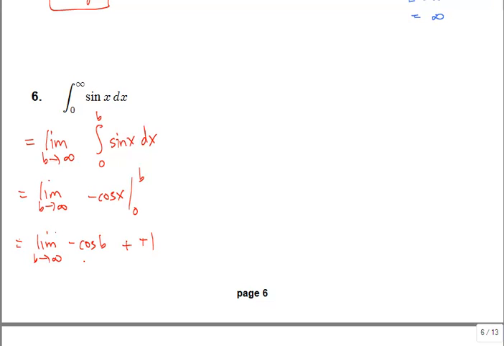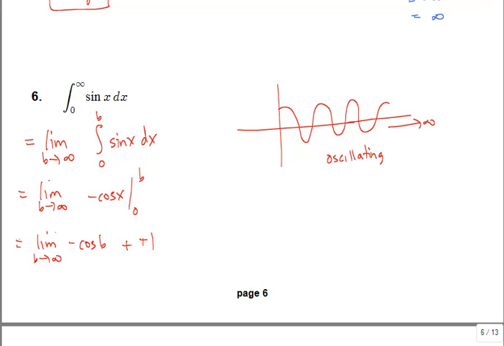Now to figure that out, think about the graph of cosine graphically. Cosine of x just looks like this. And as x gets really, really large and goes to infinity this way, what's happening to these y values? Well, are they converging to a specific finite value? No, they're oscillating back and forth between negative 1 and positive 1. So the fact that this is oscillating back and forth infinitely often between negative 1 and positive 1 means this limit doesn't exist. It doesn't approach a finite value. So this limit is DNE, which means that this whole integral here must diverge because the limit doesn't exist. Okay?